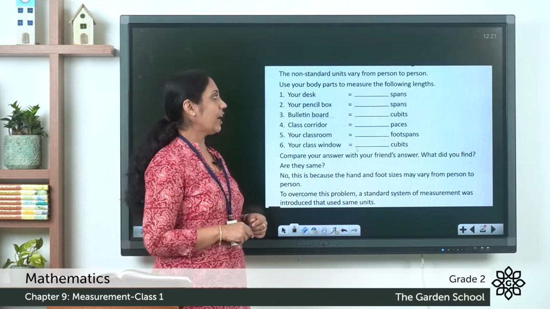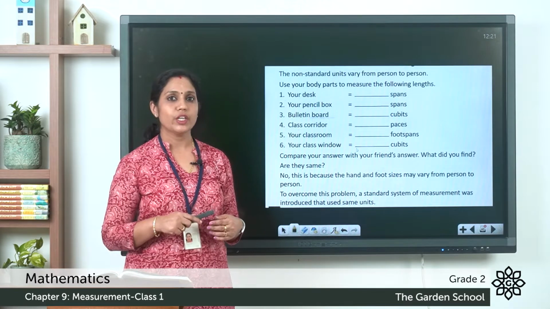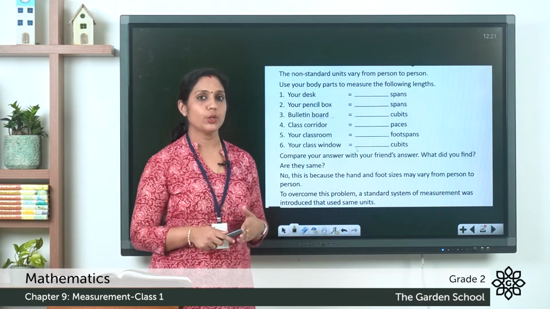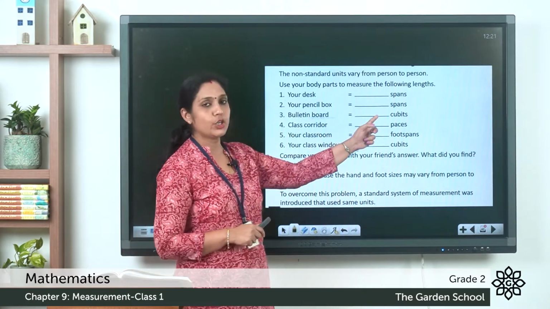The next one, we have bulletin board. Since you are not in the school, you can use any of the board and find out how many cubits it is. So what is a cubit? From the tip of the middle finger to the elbow. So find out how many cubits.